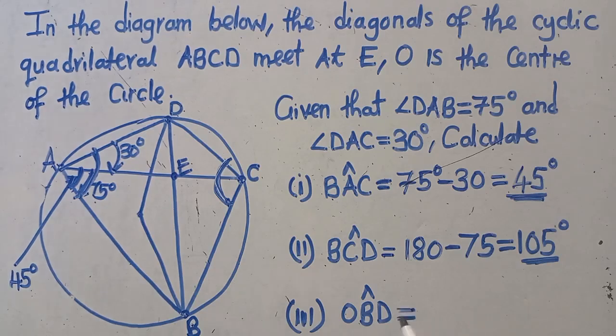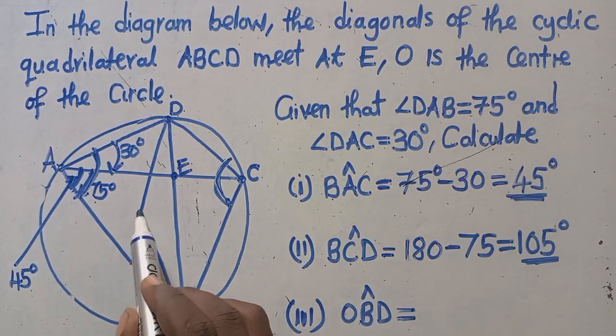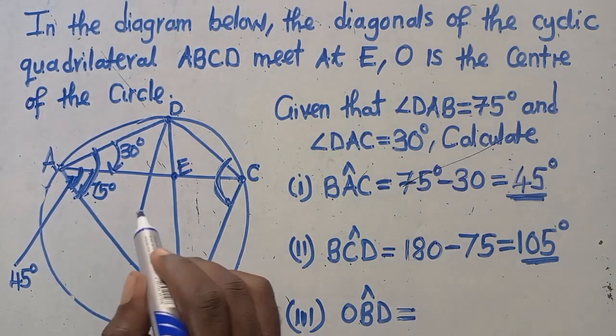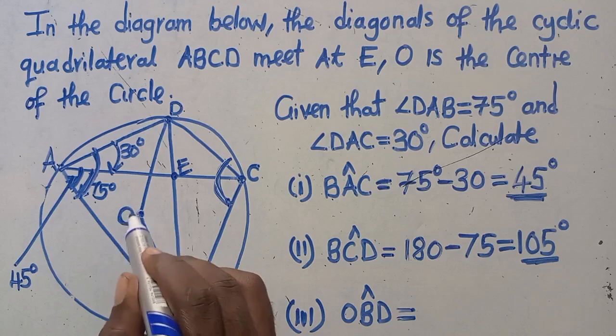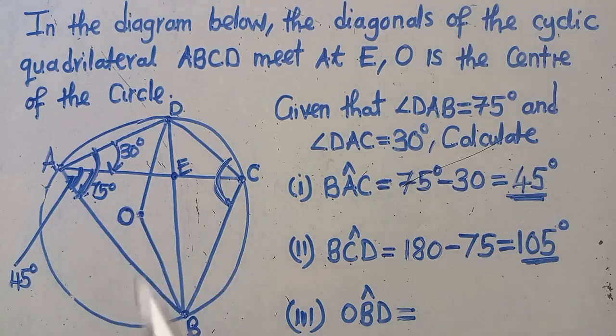We now move on to question 3. OBD. What are we told to find here? They are telling us, where is O? So the center is here. That center is O. I forgot to put it. The center is O. This is why you've got the center O.